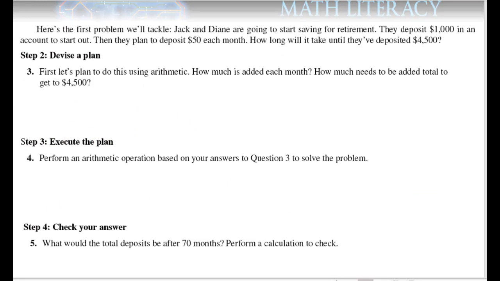Question 3, it's asking you to start devising a plan. So answer question 3 and then come back to the video and we will discuss it.